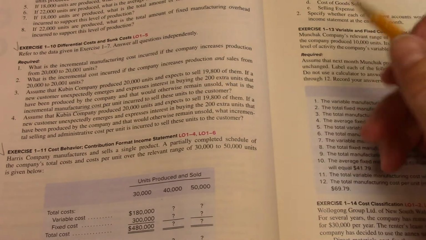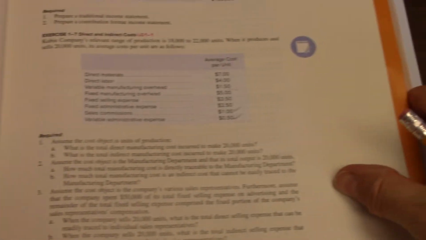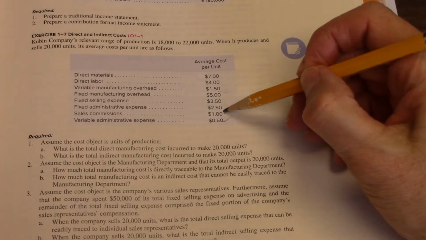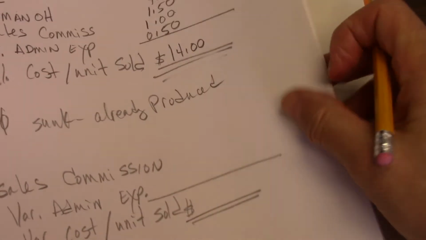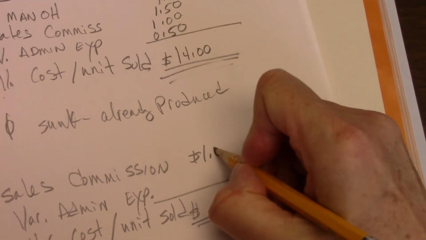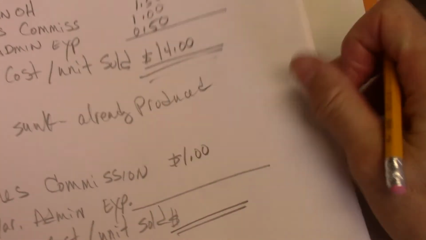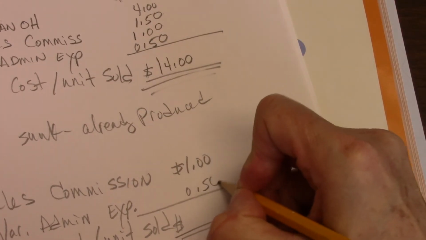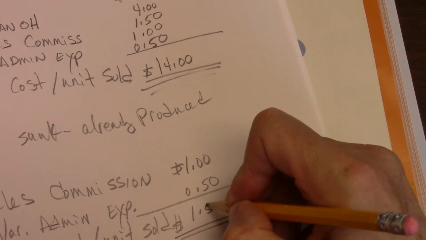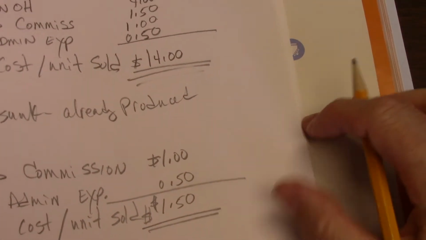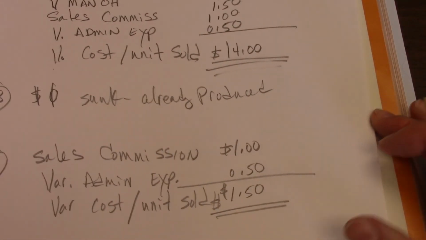But it is going to cost us a little something extra to sell them, right? So the cost we had related to selling them is $1 for the sales commission and 50 cents for the variable administrative expense. So that's $1.50.